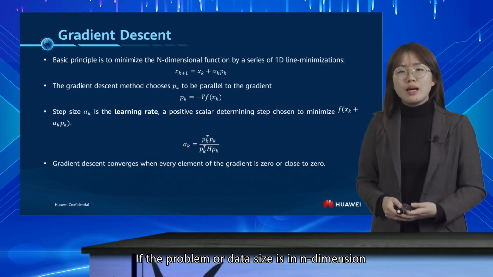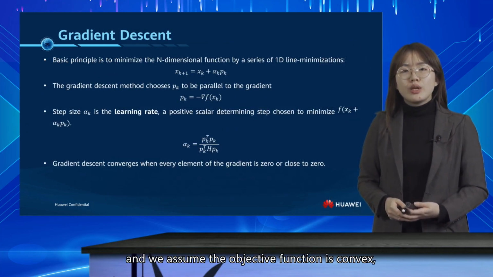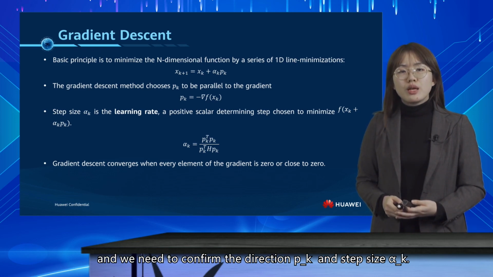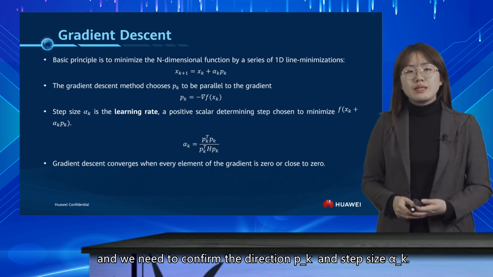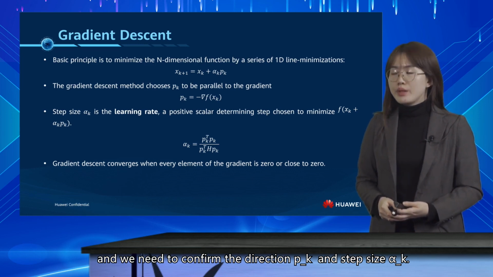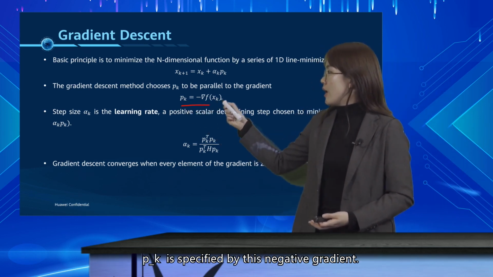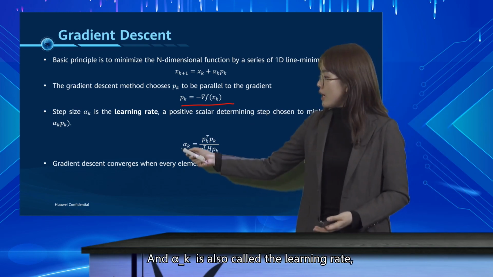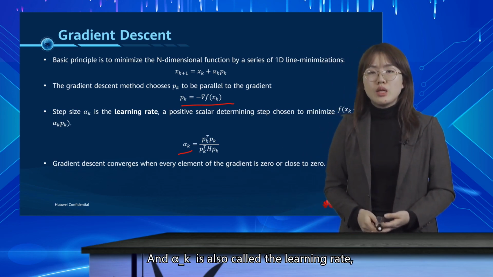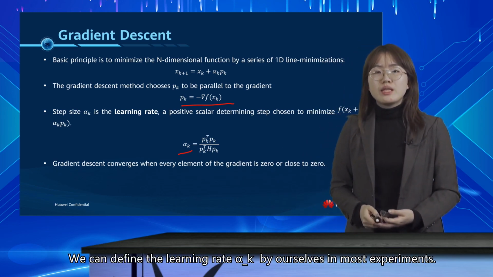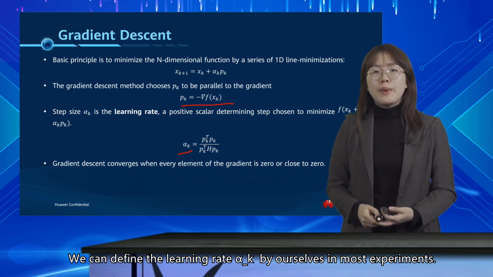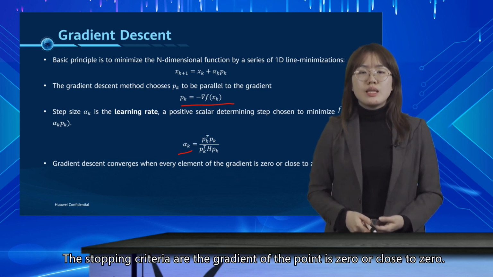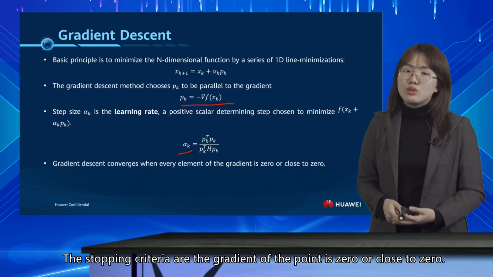If the problem or data size is in n dimensions, and we assume the objective function is convex, we need to confirm the direction p_k and step size alpha_k. p_k is specified by the negative gradient, and alpha_k is also called the learning rate, which is a positive scalar. We can define the learning rate alpha_k by ourselves in most experiments. The stopping criterion is that the gradient of the point is 0 or close to 0.